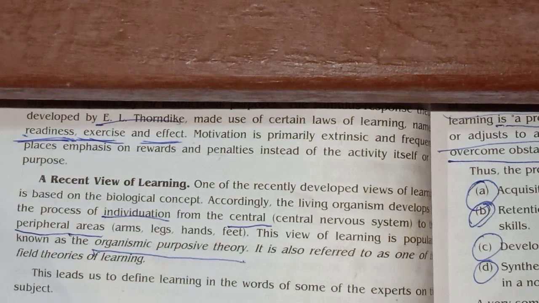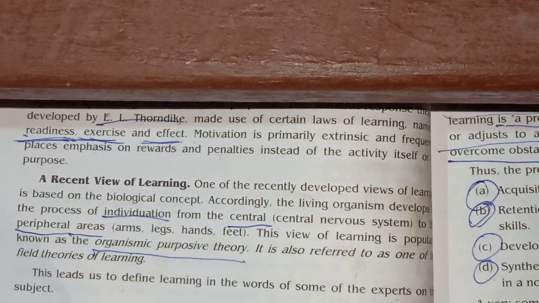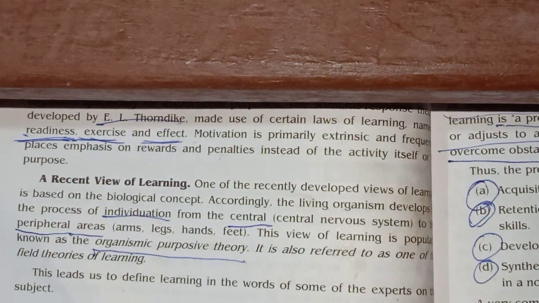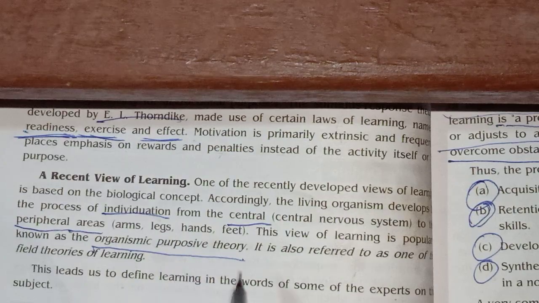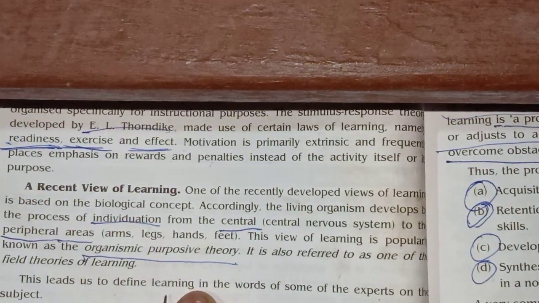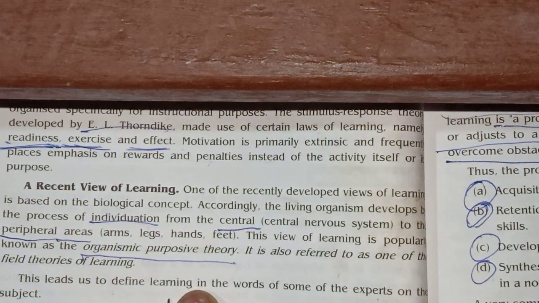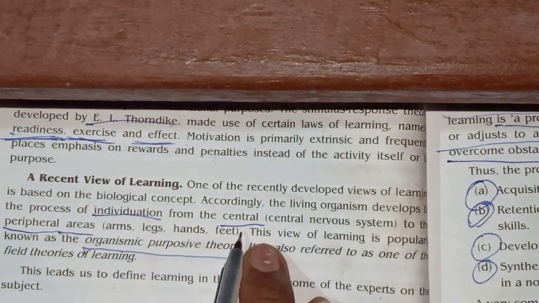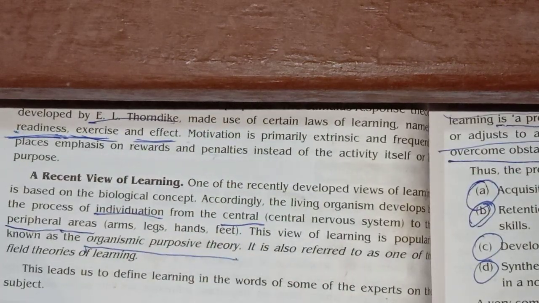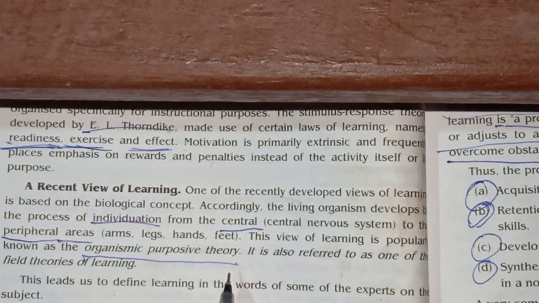What is the central nervous system? It is where you think, from where your consciousness starts. The learning process occurs from the central nervous system and then goes to the peripheral areas according to the recent view of learning. This theory is called organismic purposive theory. This is very important. Take a screenshot of the whole paragraph and the underlined things. These things will help you in the exam.